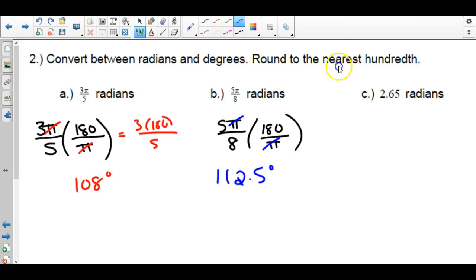112.5 degrees. So directions say around the nearest hundredth. So this one just kind of chopped off at the tenth anyway. This last one we'll need to actually do the rounding. So this last one's different because 2.65 is not in terms of pi radians.